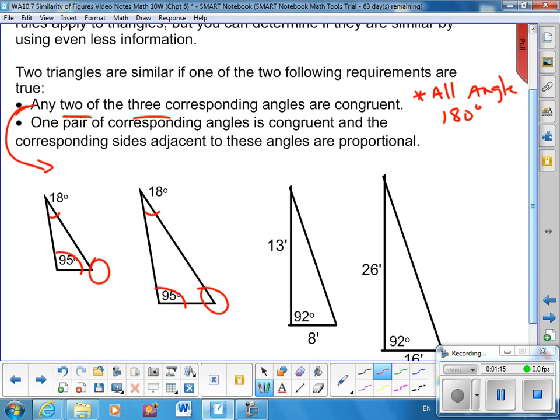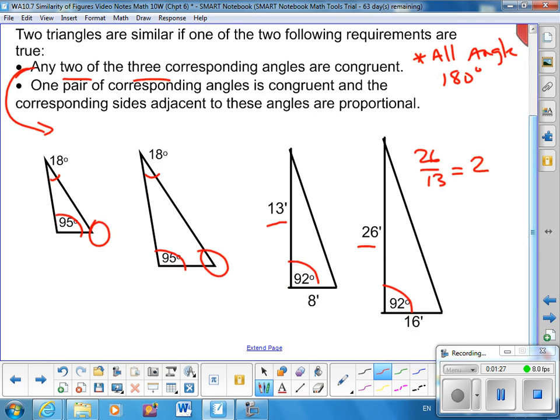In the second pair of triangles, we have a 92-degree angle in between two sides that are proportional. So 26 over 13 is a scale factor of 2. Times 2 gave us 36, and times 2 gave us 16. So we have two proportional sides and the corresponding angle is congruent, so those two triangles are similar.